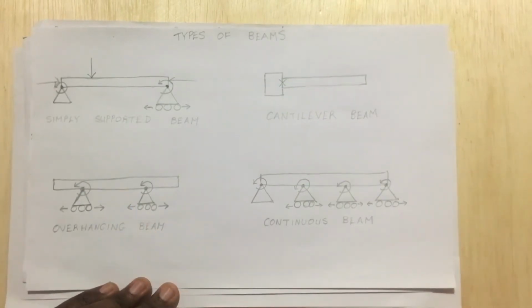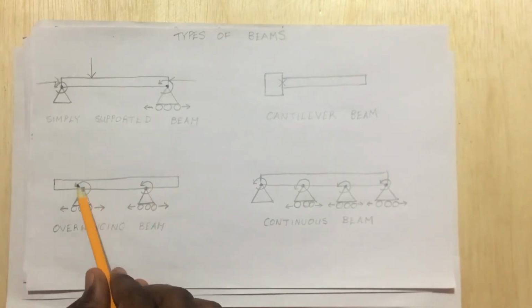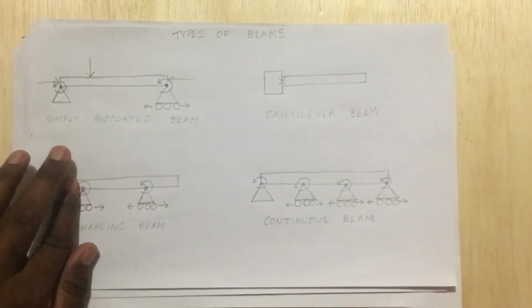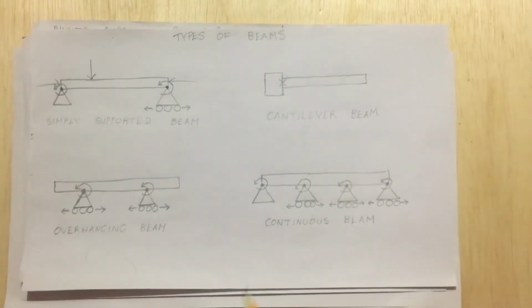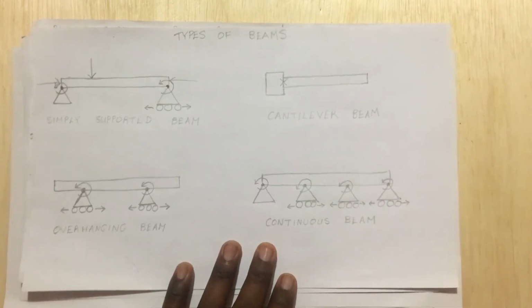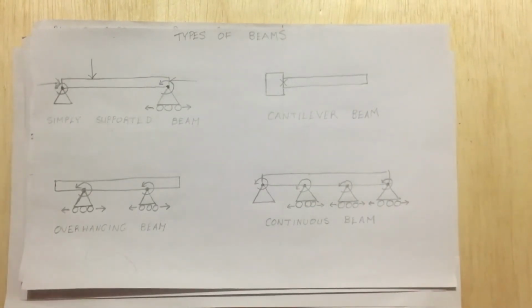Then you have an overhanging beam, which consists of 2 roller supports as well as ends extending beyond the supports. Now, it can only be one end extending, any one end, or it can be both ends extending. And the final beam that we'll look at today is the continuous beam, which consists of 3 or more supports along the beam. Here you have 2 supports at the end. This is a pinned support, and you have 3 roller supports along the beam, one of which is at the other end. Now, you may be wondering, what are the different types of supports?